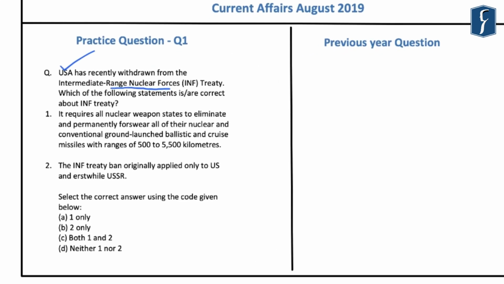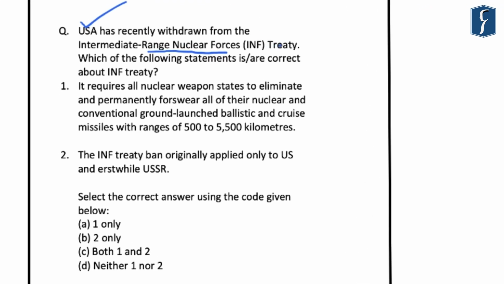So this question reads that the United States of America has recently withdrawn from the Intermediate Range Nuclear Forces Treaty or the INF Treaty. And which of the following statements is or are correct about this INF Treaty? So regarding this question, you should note that the US and after that, Russia had announced separately that they would suspend their obligations under this INF treaty.